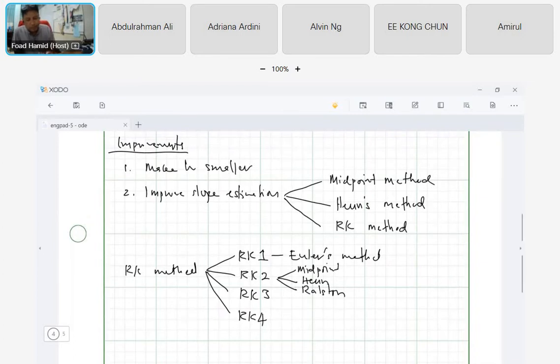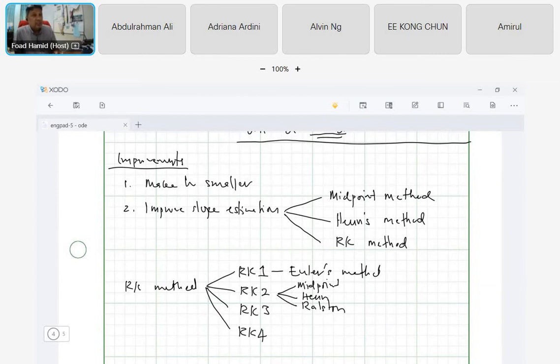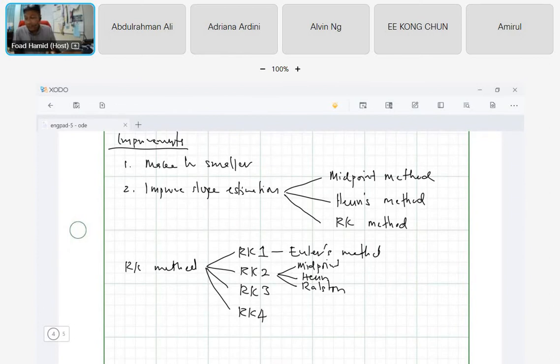So basically, Heun's method and midpoint method are under RK2 method, and we can see that midpoint and Heun's method give a better estimate than using just Euler method, because Euler method is first order, RK1. Okay, and then RK3, I don't think we talked about this, but it's in your textbook. And then we have RK4. RK4 also has several methods, but the common one is what we call classical RK4.